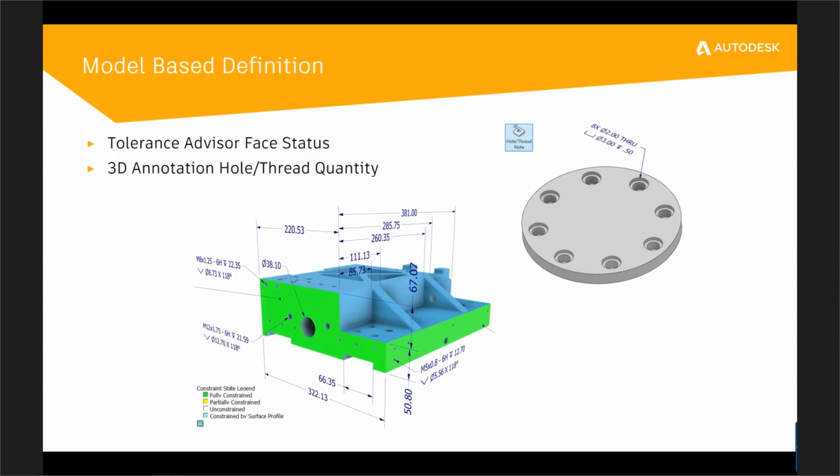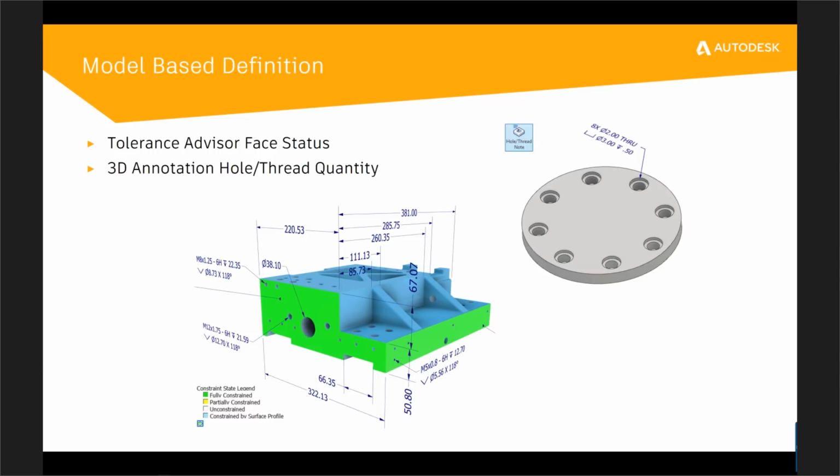Another area that we continue to develop is around model-based definition and 3D annotations. So with 2018, we released model-based definition for parts and assemblies. And now what we're seeing is that we're able to continue to build out these workflows of model-based definition and 3D annotations, which really help users that are getting into this paperless workflow and this world of PMI and model-based definition. And we've added this nice face coloring as part of the tolerance.